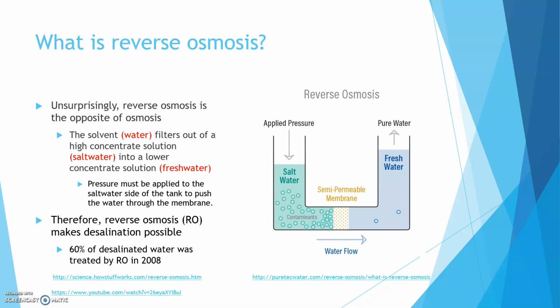Now let us enter into the topic of reverse osmosis. What is reverse osmosis? Unsurprisingly, reverse osmosis is the opposite of osmosis. The solvent water filters out of a highly concentrated solution into a low concentrated solution. Pressure must be applied to the salt water side of the tank to push the water through the membrane. Here we highlighted a diagram for your understanding. The left hand side is the salt water and the right hand side is the fresh water, separated by a SPM. Therefore, reverse osmosis makes the desalination process easier; almost 60% of desalinated water was treated by RO in 2008.